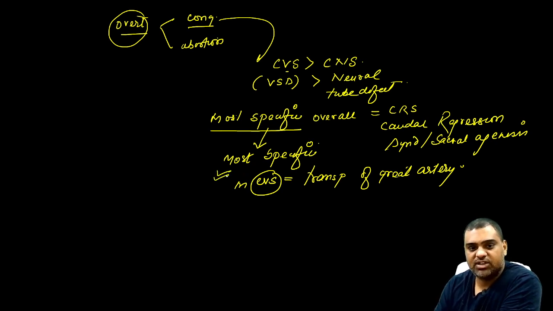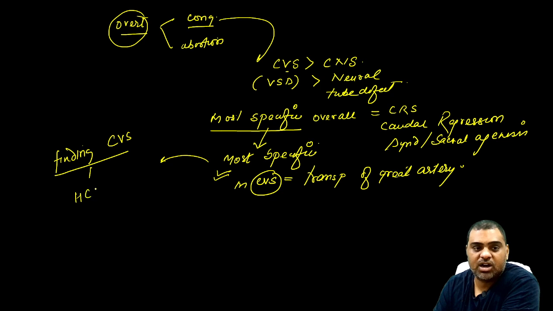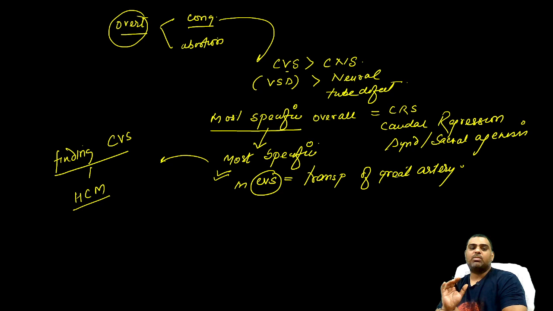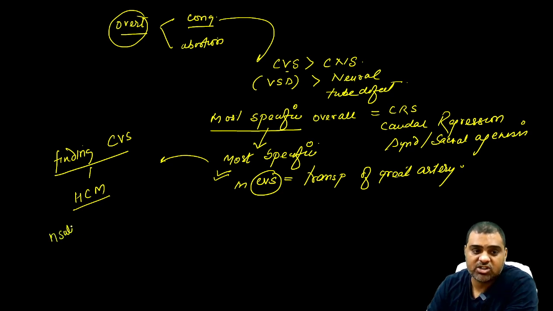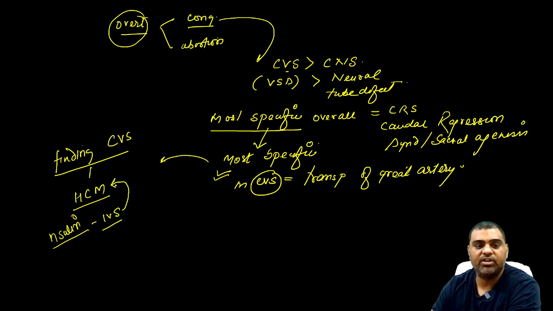Most specific CVS. But if we ask you most specific finding in CVS, again please remember that is called hypertrophic cardiomyopathy, because hypertrophic cardiomyopathy is not a congenital disease. Why is it? Because I've told you insulin acts like a growth factor. Please understand, insulin acts like a growth factor. So according to the Pedersen hypothesis, it causes growth of the interventricular septum. So we get hypertrophic cardiomyopathy.